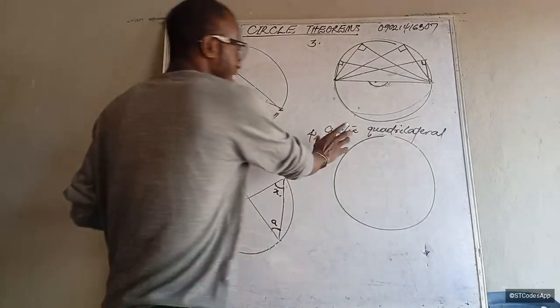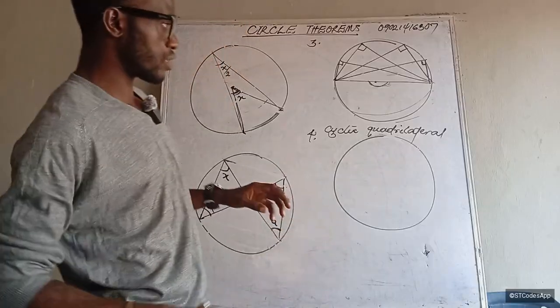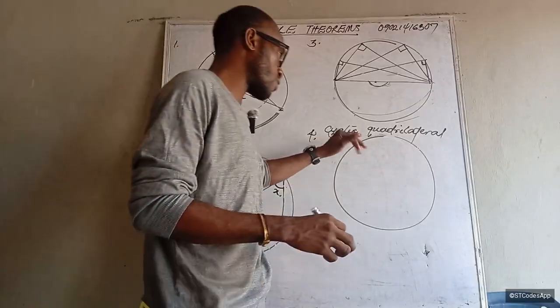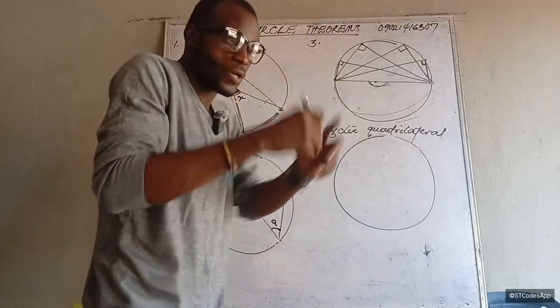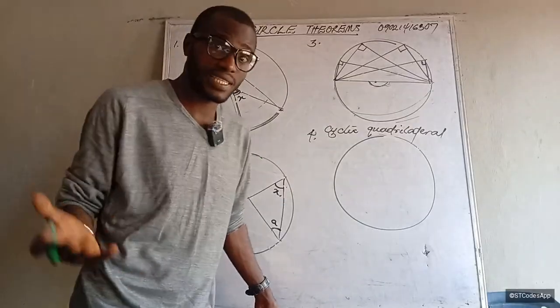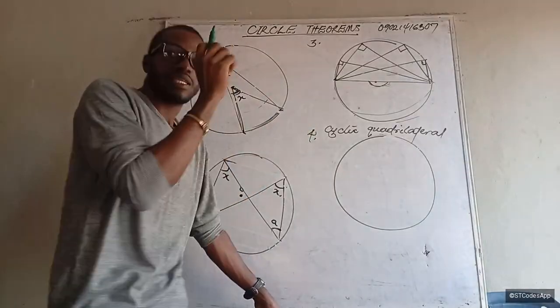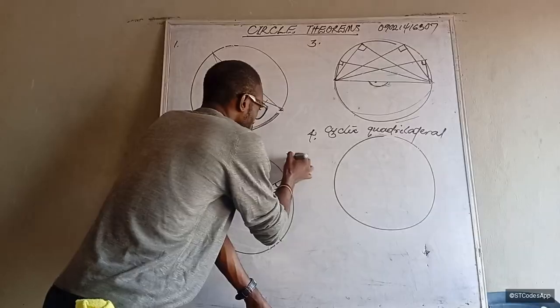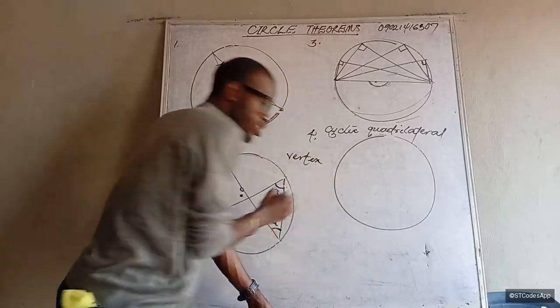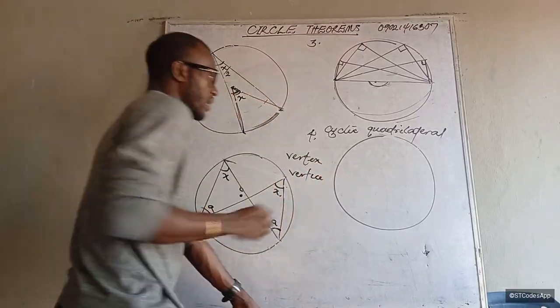Alright, let's continue. So this is a cyclic quadrilateral. Now, what's a cyclic quadrilateral? A cyclic quadrilateral is a shape that has four sides whose four vertices are touching the circumference. Vertex is an edge. Vertices is the plural.